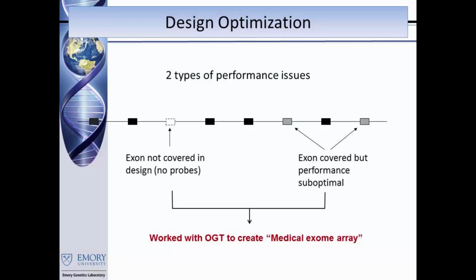One is that the exon was just not covered in the design, and that happens, depending on who did the design, how the design was done. And an exon was covered, but the performance was not optimal. So we embarked upon this exercise of making sure that genes associated with disease have complete coverage on the medical exome array to detect copy number variation. And that's why we call it the medical exome array.